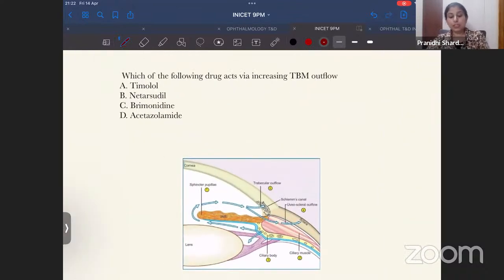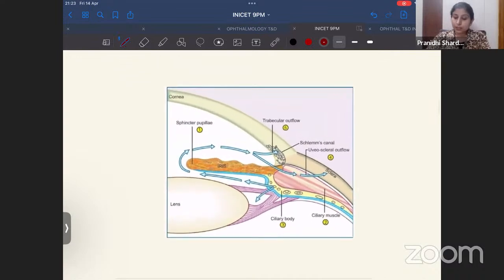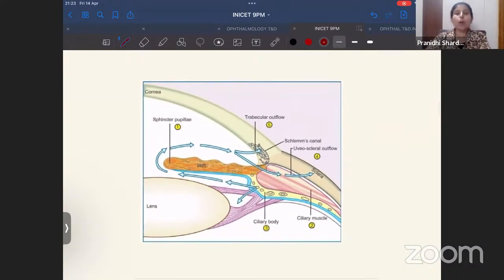Next question is, which of the following drugs acts via increasing trabecular meshwork outflow? Now, this is a rapid revision diagram of the outflow of the aqueous. We know that it is formed in the posterior chamber. This is the posterior chamber, anterior chamber, and behind the lens is the posterior segment. Anterior chamber and posterior chamber make the anterior segment. It is made in the posterior chamber, goes into the anterior chamber, where either it is absorbed via the trabecular outflow or via the uveoscleral outflow.